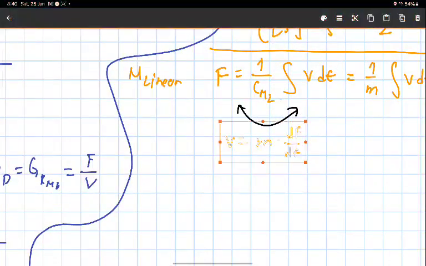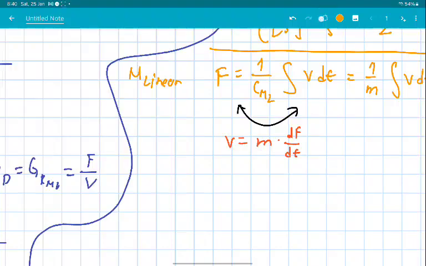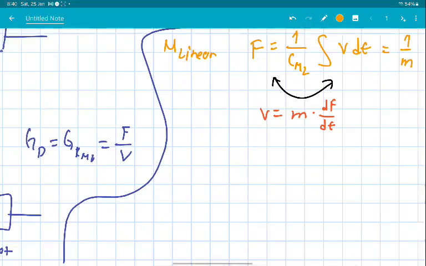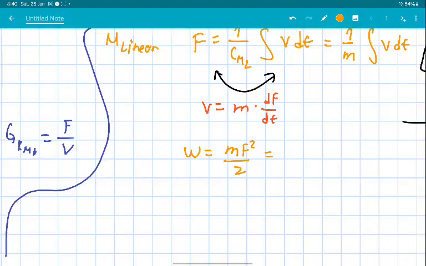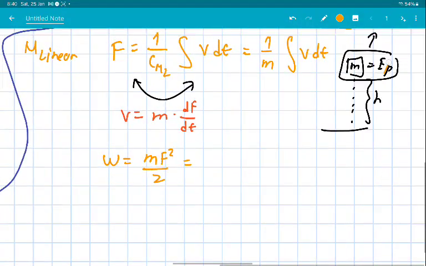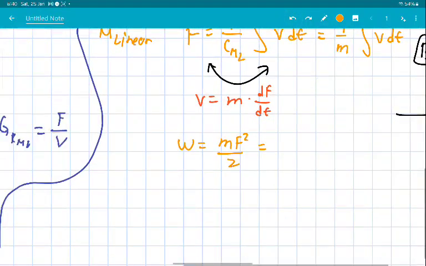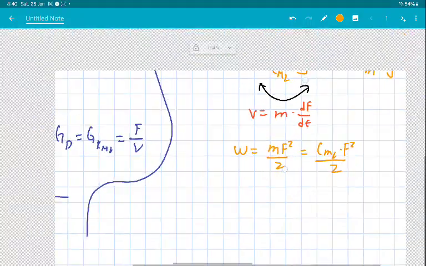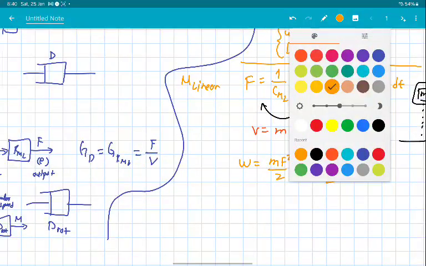Maybe I can circle this in orange to help it look better. And the work done would be equivalent to mf squared over 2. Some of my professor in the beginning, he didn't explain this idea to me, as I recall. So initially he wrote as CML to get it more specific, the mechanical linear capacitance multiplied by f squared over 2.